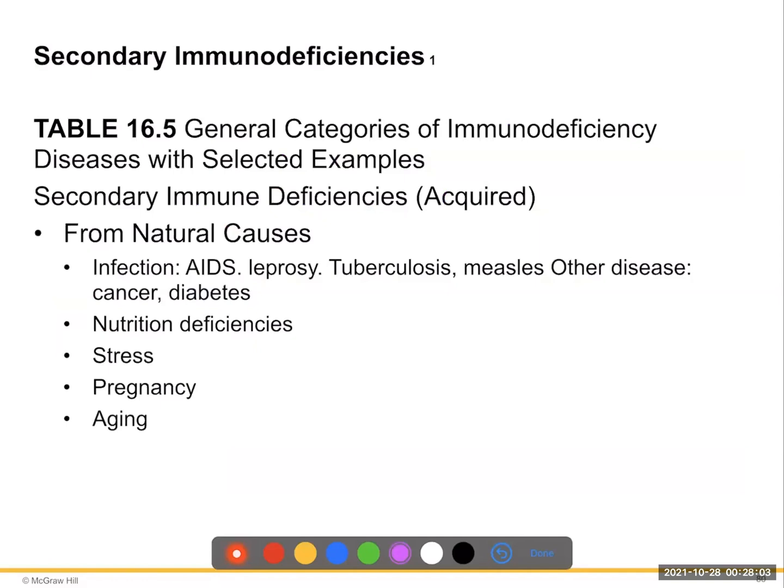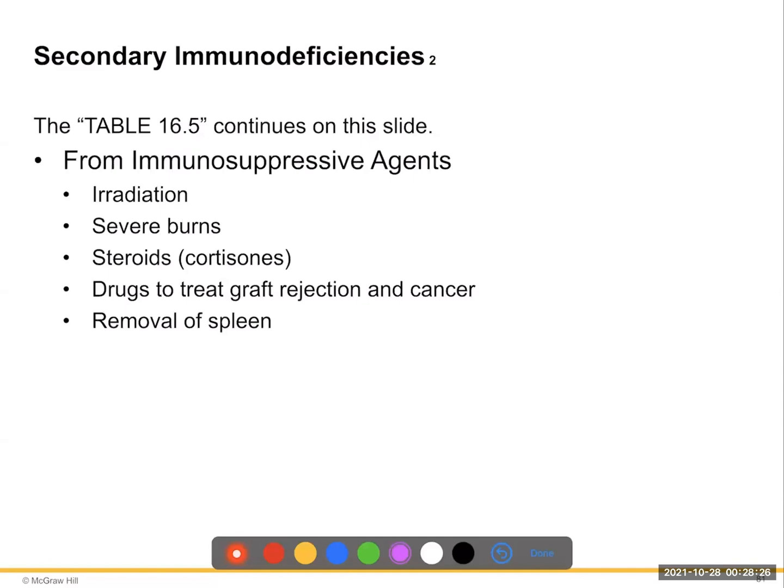These are from natural causes. These are acquired. They're from the environment, okay? Infections like AIDS, leprosy, tuberculosis, measles, cancers, diabetes, nutritional deficiency, stress, pregnancy can cause that, or aging. Aging causes a lot of diseases. They just break down. They don't last forever. Immunosuppressive agents, radiation, where you're under radiation treatment to kill certain tissues. You can kill off other parts of your immune system also. Severe burns, steroids, okay? Drugs to treat graft rejections and cancer, removal of the spleen, which you talked about before. You know, that's our largest lymphatic organ in the body.